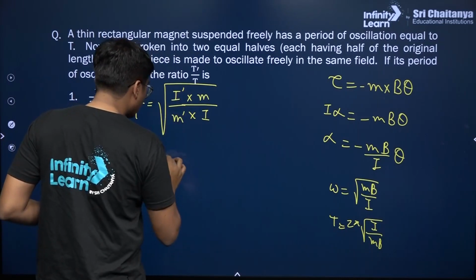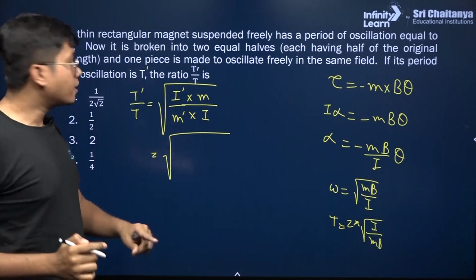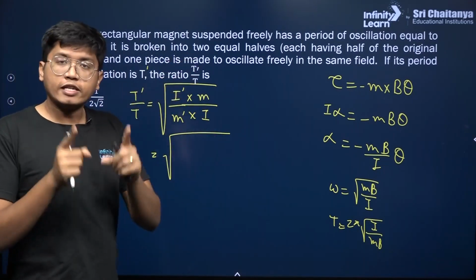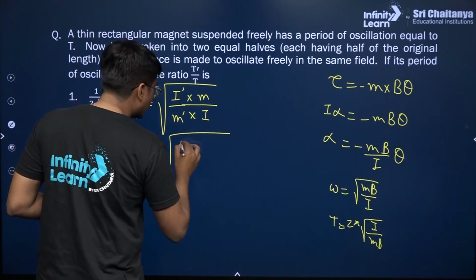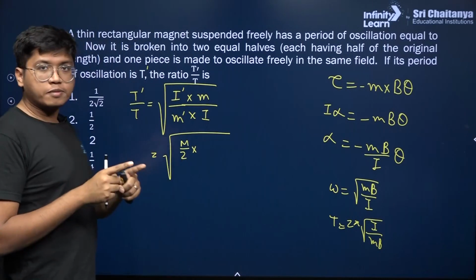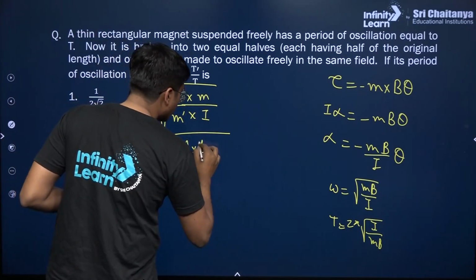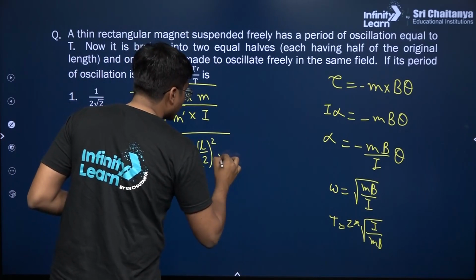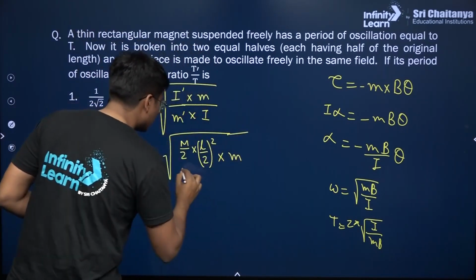So for I dash, it is M into L square, but when you break it in two pieces, the new mass becomes half of the original mass. So for I dash, it would be M by 2 into, again length has been shortened, so it will be L by 2 whole square into whatever is the original magnetic moment, we keep it as is.